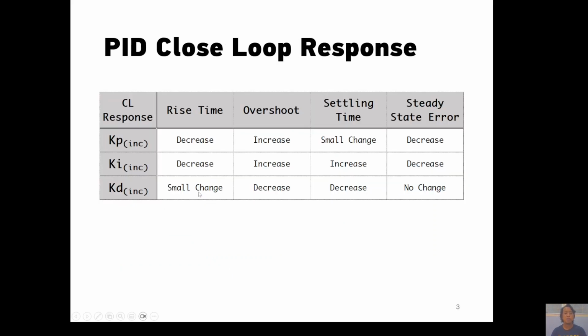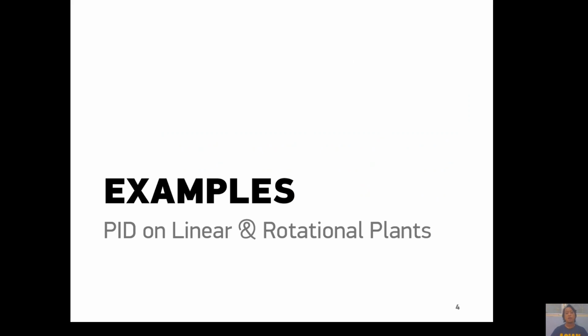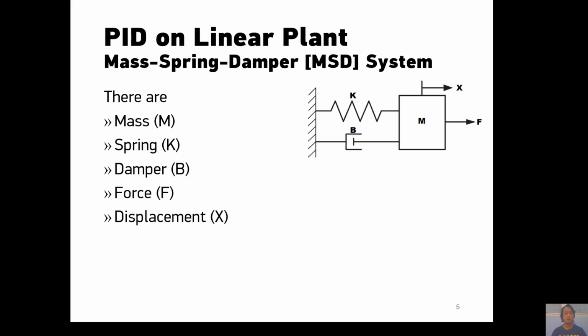This is the PID closed loop response. This is the rule when we want to tune PID. This is the examples of PID on linear and rotational planes. This is on the linear plane. I already explained about the mass spring damper system, the MSD system.